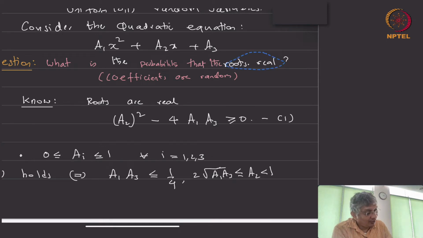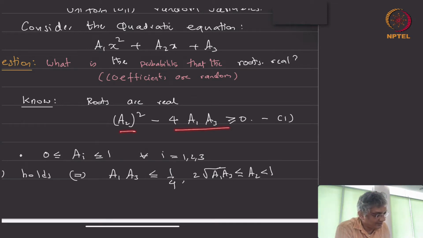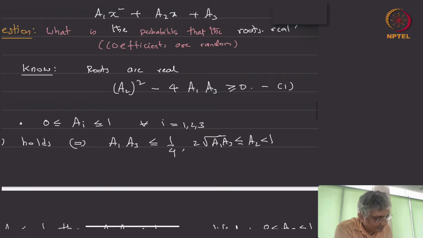Now we know from your 12th class that the roots are real when A2 squared minus 4 A1 A3 is non-negative. So that's the same as the 12th class formula that B squared minus 4AC is non-negative for this quadratic equation. Now all I have to do is find the probability that this event happens, that is A2 squared minus 4 A1 A3 is non-negative. So when does this happen?